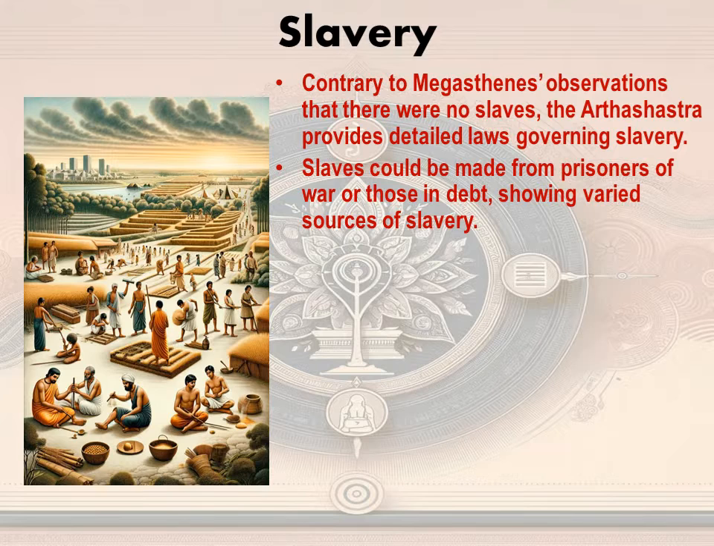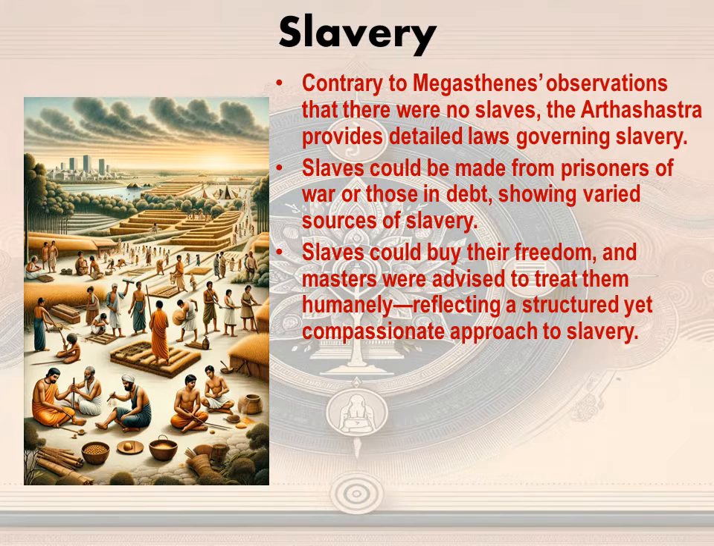A few of the notable processes to get slaves: they could be made from prisoners of war, or if any people were in debt and failed to fulfill their debt, then they could be made slaves. Slaves could buy their freedom, and masters were advised to treat them humanely, reflecting a structured yet compassionate approach to slavery. So, after a certain time, a slave could say that I have fulfilled all my duties, and so you will have to give me freedom.